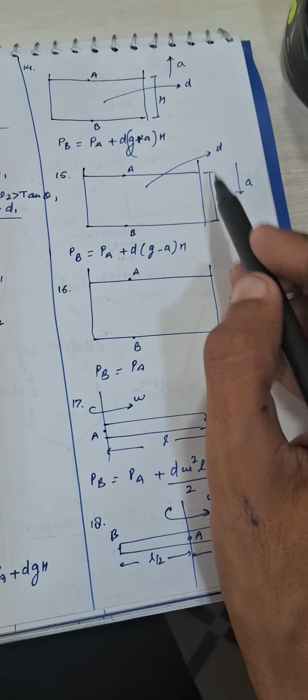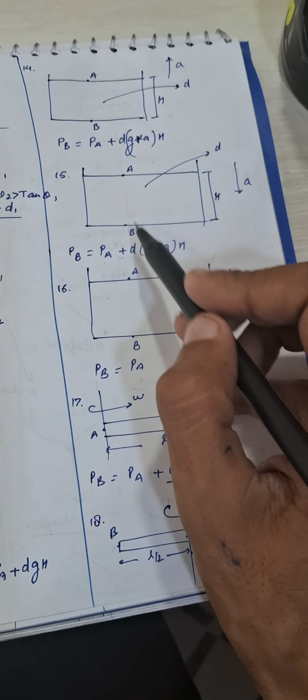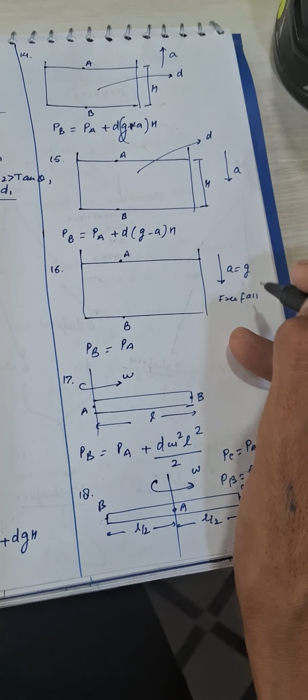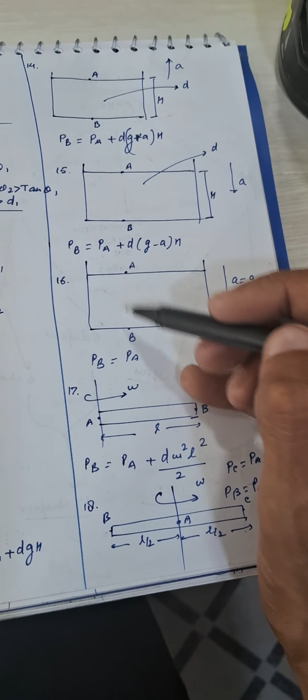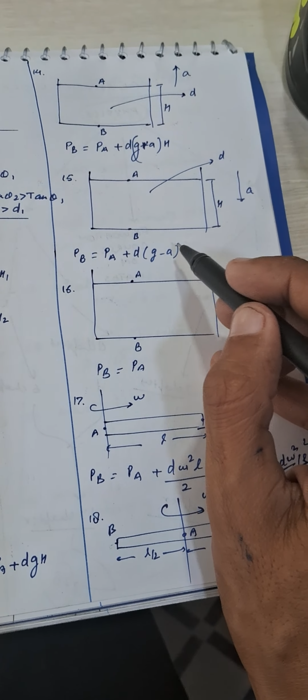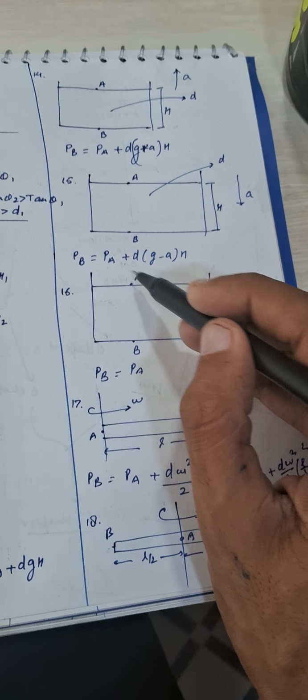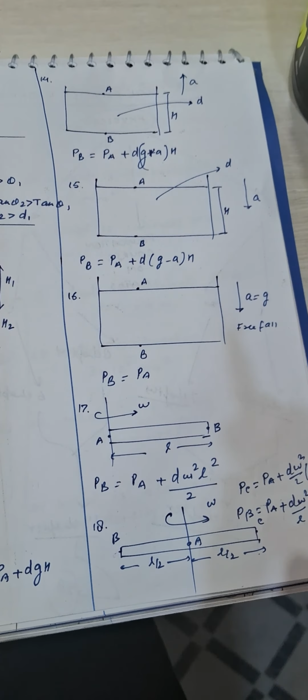In the next question, if acceleration is downward, then you replace g by g minus a. Pressure will be this. In the next question, if a is equal to g, which corresponds to free fall, then there will be no pressure difference, as in this formula if you put a is equal to g, this expression will be 0. So PB is equal to PA.